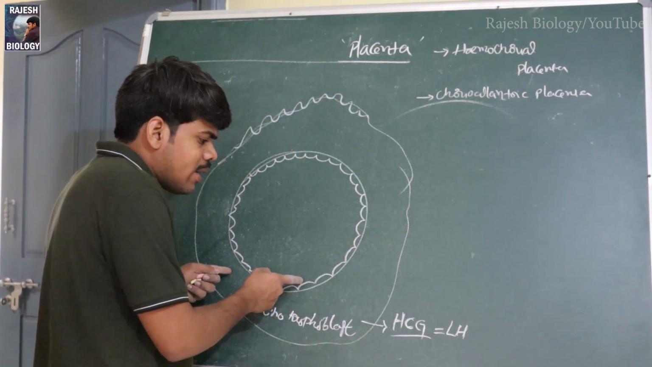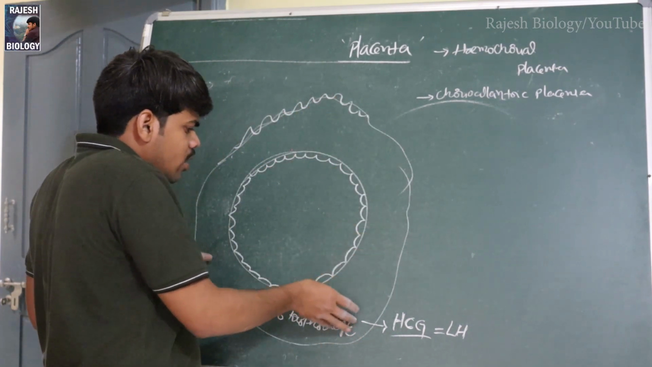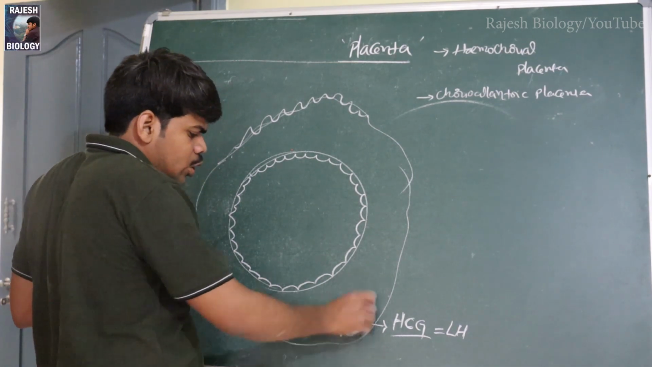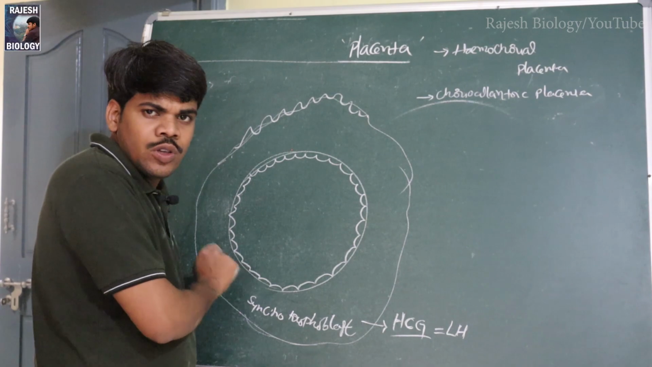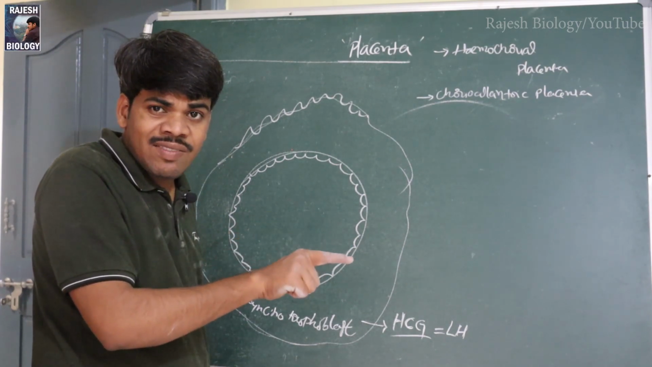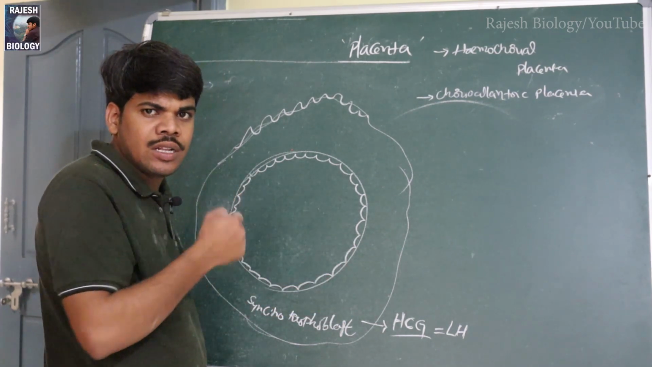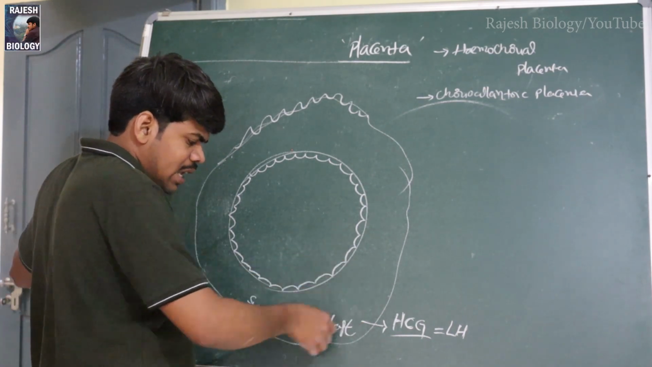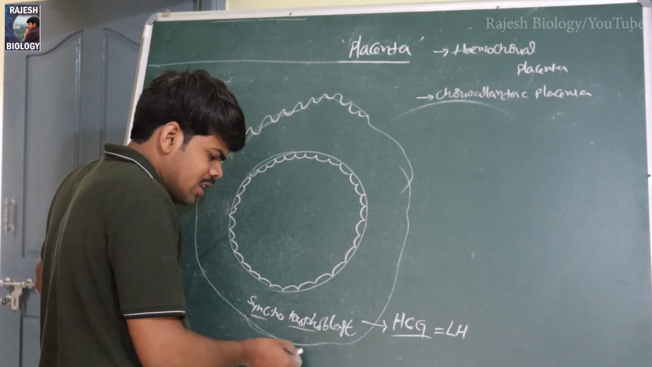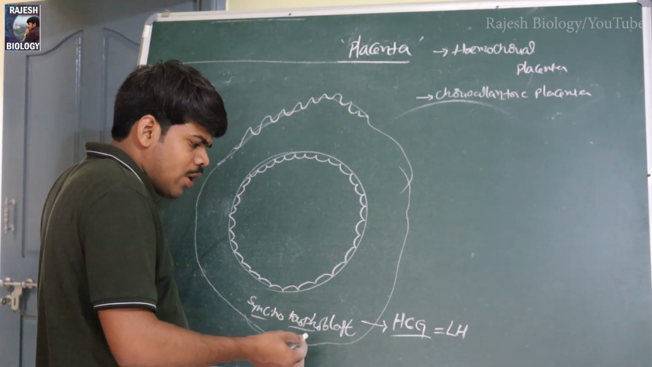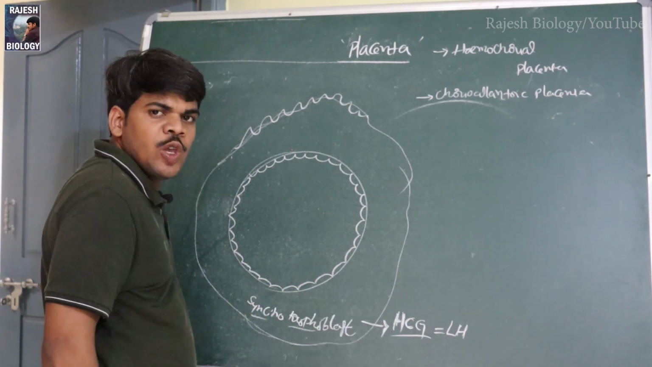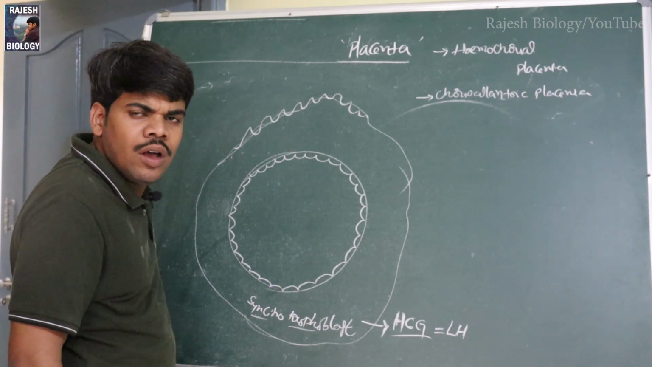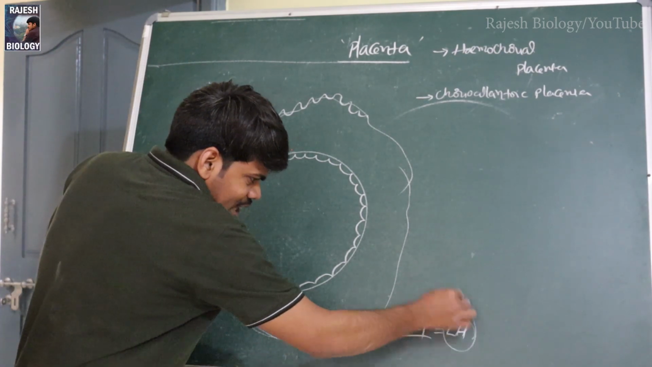The placenta, like the chorionic placenta or this syncytial trophoblast, knows that progesterone is very important, and that progesterone will decline within 14 days. That is also known by this ovum, the developed embryo. So the syncytial trophoblast plays a very important role in the secretion of HCG, human chorionic gonadotropin hormone. It acts like LH.